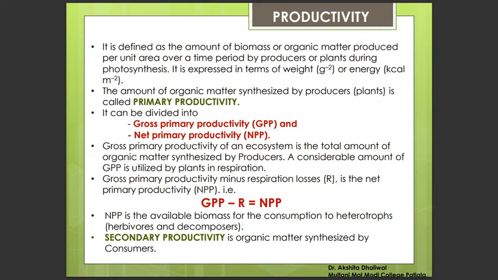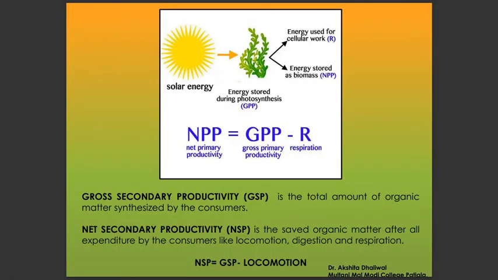Secondary productivity is the organic matter synthesized by consumers. So this is the diagram showing NPP is equal to GPP minus R. GSP is the total amount of organic matter synthesized by consumers, and NSP is the GSP minus locomotion.